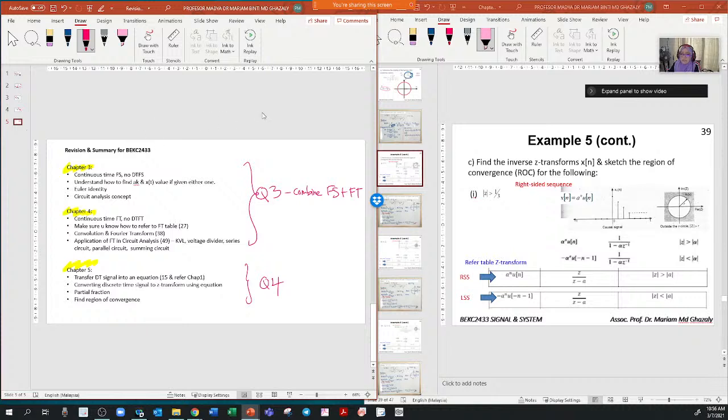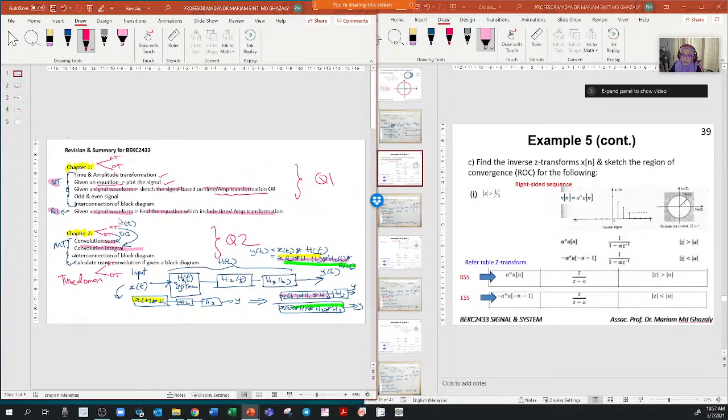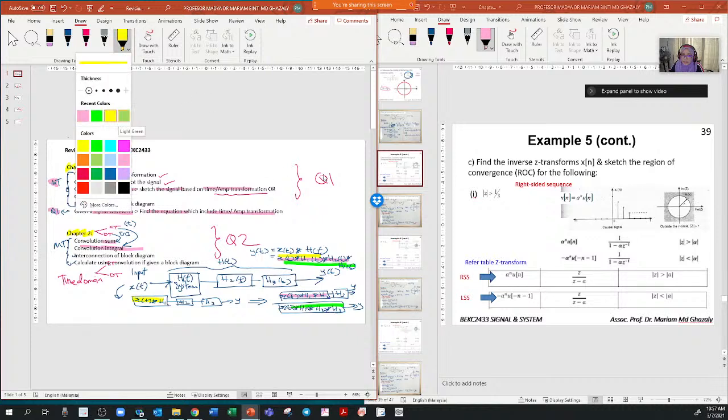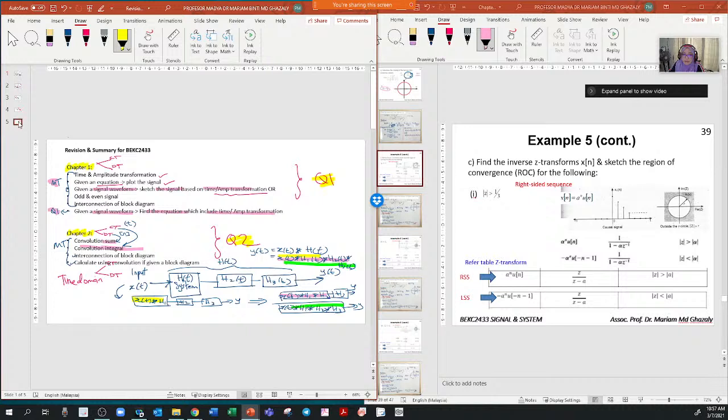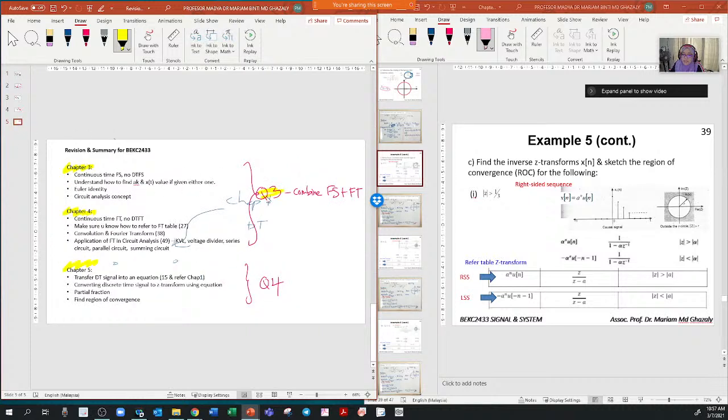Okay, so in summary for chapters 3 and 4, as mentioned before, chapter 1 will be covering question 1. Chapter 2 will be covering question 2. Next, question 3 will be a combination. It's not either Fourier series or Fourier transform. Both are coming out in question 3.